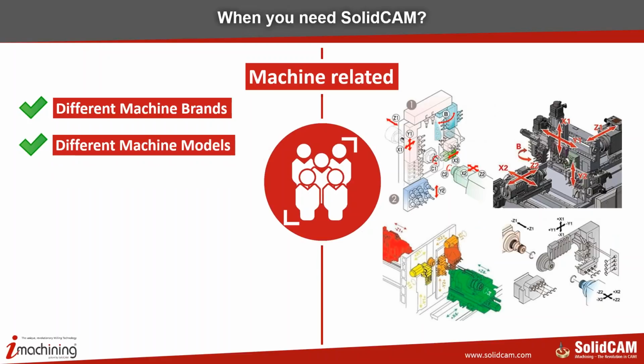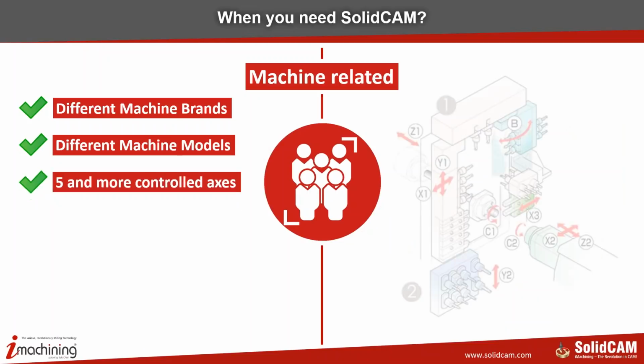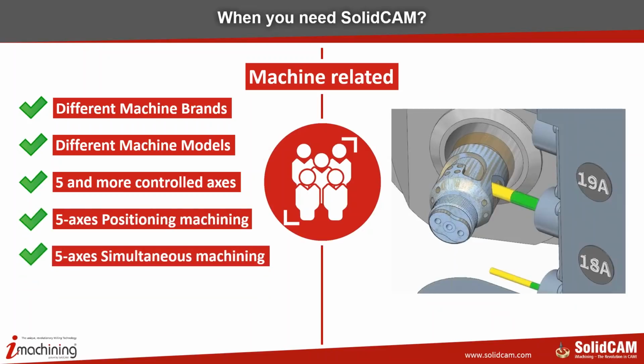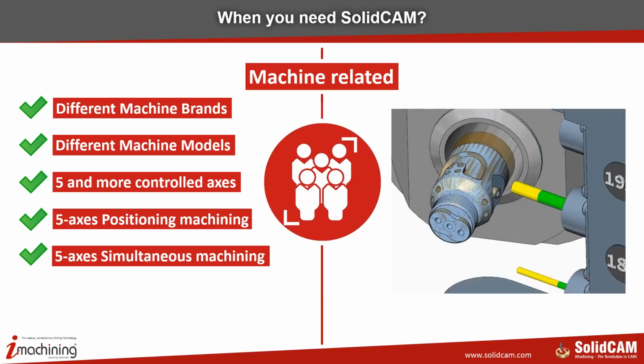Besides the different brands, also if you have different machine models or machine concepts, the different axis configurations, then in this particular case it will also be a good way to go in a CAM direction. 5 and more control axes, and from another side, also the tool layout. It's very important. If it's very complex as on the machine in the picture, then definitely I would recommend that. Then we have 5-axis positioning and simultaneous.